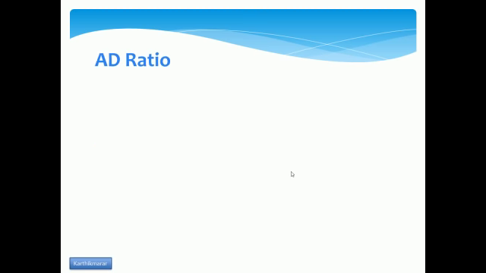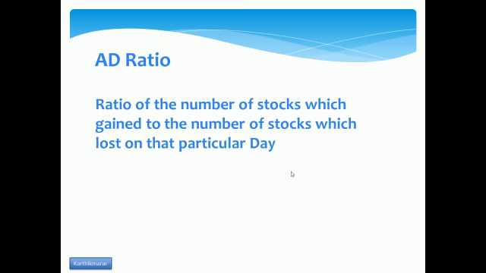The third indicator is the AD ratio. Of course, this is a widely used indicator and does not require explanation. Still, it is the ratio of the number of stocks which gained to the number of stocks which lost on that particular date.